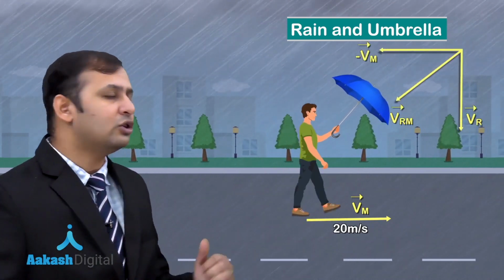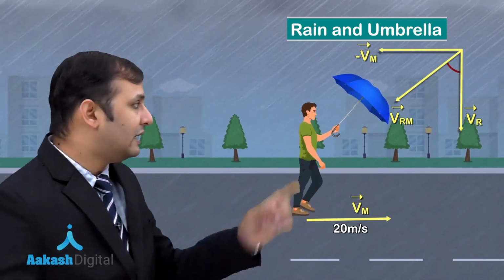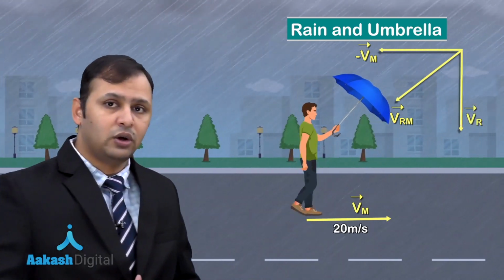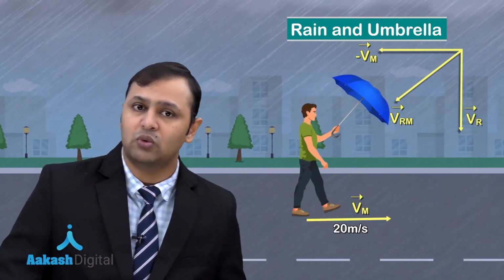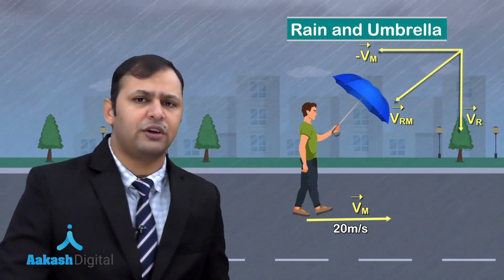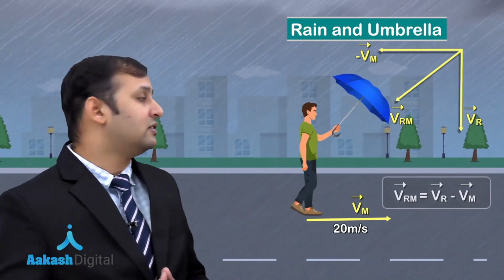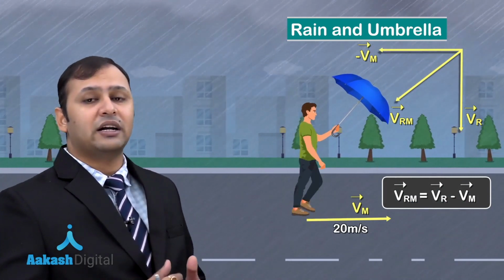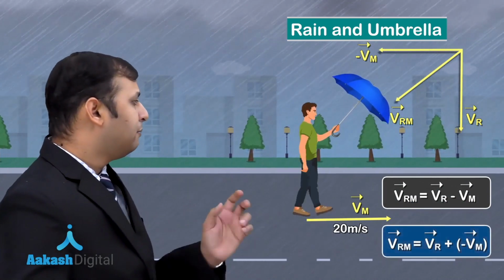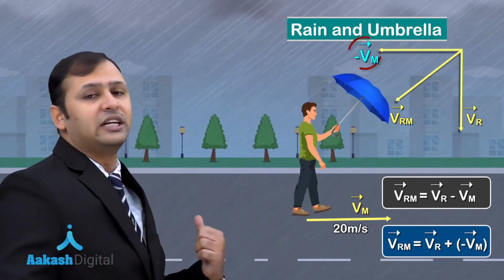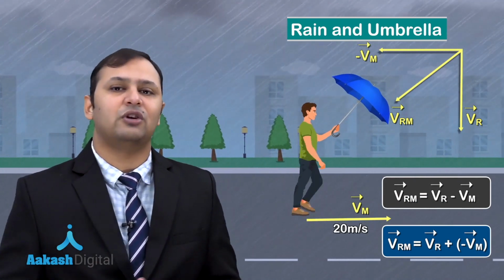Currently you are seeing that the velocity of rain with respect to man is at an angle with the vertical. Where was the rain with respect to ground? Vertically downward. Where was the man running with respect to the ground? Towards left. So the velocity of rain with respect to man can be represented as VRM equals VR minus VM. That means this can also be understood as VR plus minus VM, that is the negative of the velocity of man, which would be in the opposite direction, and that is justified by the wind velocity I am telling you.